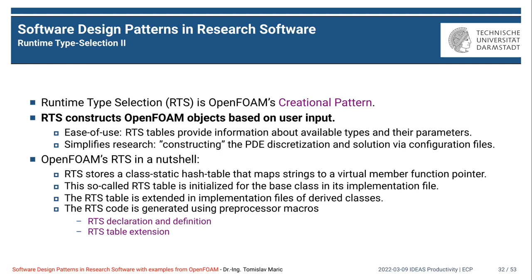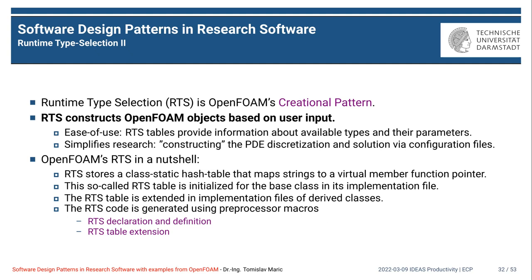I'm just going to go through this point. We are not going to go into the detail about this pattern. It's not easy, so there's no time in this context. What we have is kind of like a class static hash table that maps human understandable strings, names of types, to pointers to virtual member functions. This thing is initialized for the base class in its compilation unit, and it can be extended with the help of some other classes in the compilation units of these derived classes.